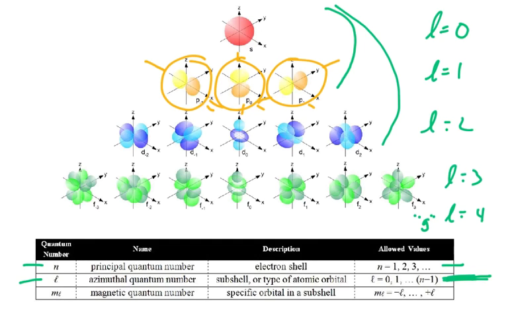When we get to the d's, it's a similar idea. There are 5 m sub L's because it goes negative 2, negative 1, 0, 1, and 2. And there are 5 different orientations for that orbital. And the same thing when you get to f's, it goes from negative 3, negative 2, negative 1, 0, 1, 2, and 3. So there are 7 values for m sub L, and there are 7 orientations of the orbitals.